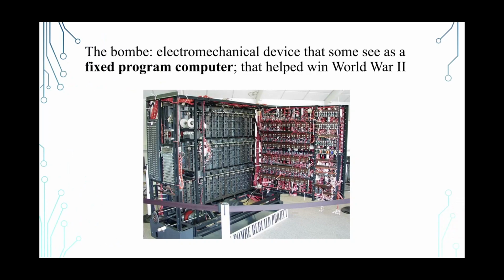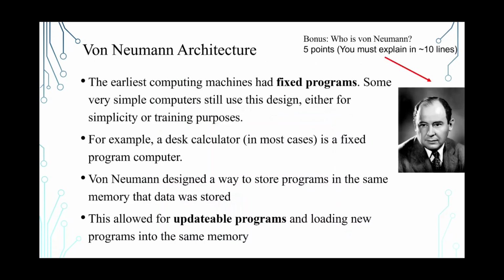The first thing we are going to talk about is the bomb. This is an electromechanical device that some see as a fixed program computer that helped win World War II. So basically, this is the device the British used to decipher the Enigma code, and that helped them win World War II. So, von Neumann architecture.